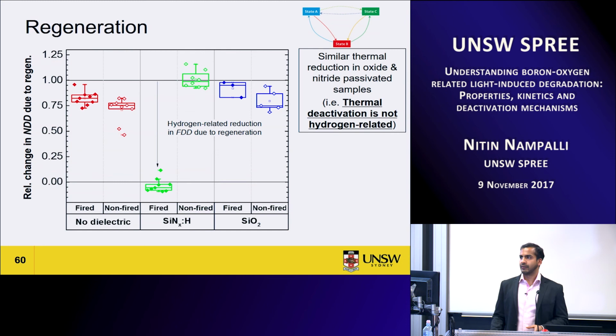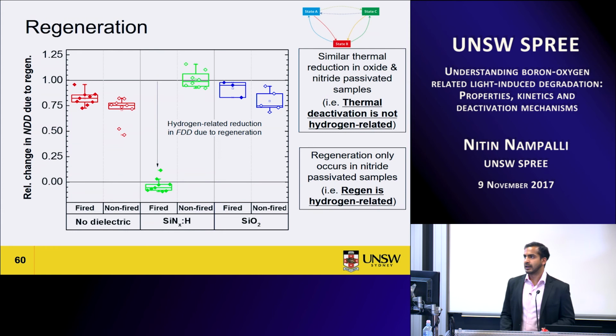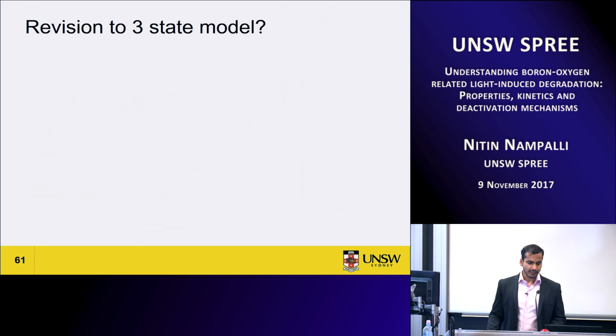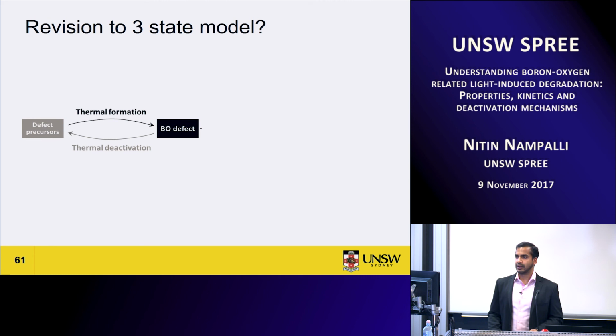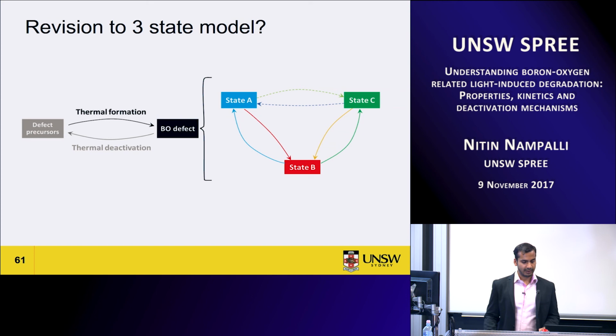However, as we've seen with regeneration, hydrogen seems to play a big role in how much regeneration you can achieve. And from that, we can say at least that regeneration is influenced by hydrogen. But the dependence on hydrogen gives you some clue as to whether they are the same or different. And clearly, because hydrogen only affects one of these deactivation mechanisms, they are probably not related. And if we accept that the boron-oxygen defect is, in fact, going back into its precursor state, you have that piece of the reaction, and then you have your three-state model, and they should all be related to each other.